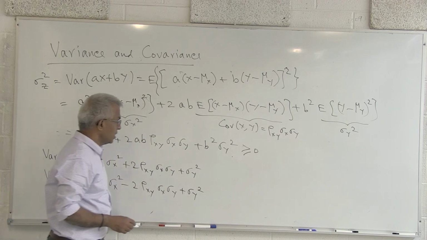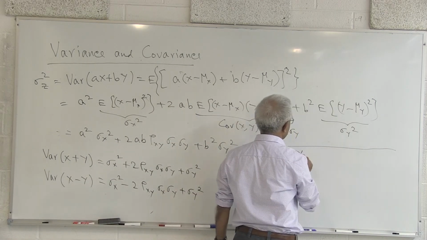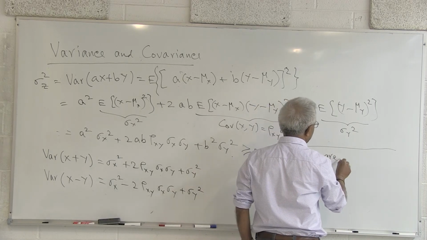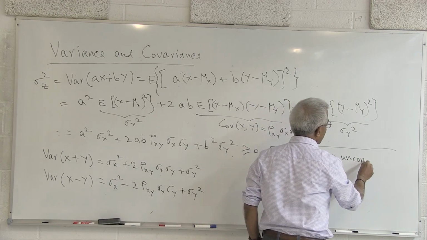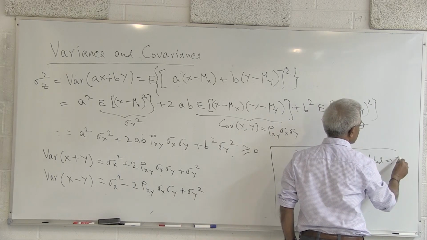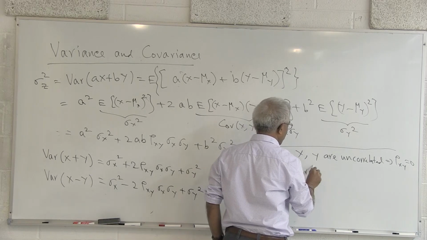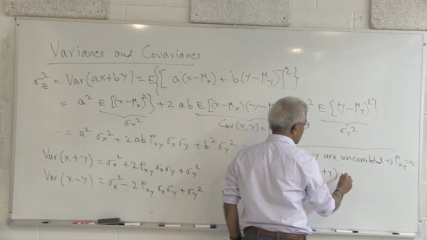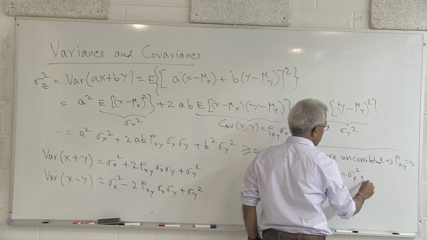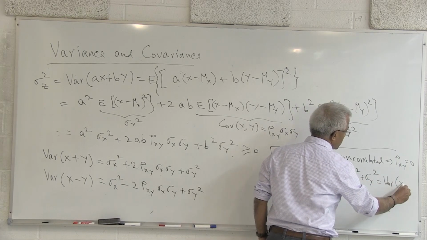Now an interesting special case is when X and Y are uncorrelated random variables. That means rho is 0, that's what it means. Then you notice that the variance of X plus Y is sigma x squared plus sigma y squared, because the middle term is 0, but this is also the variance of X minus Y.